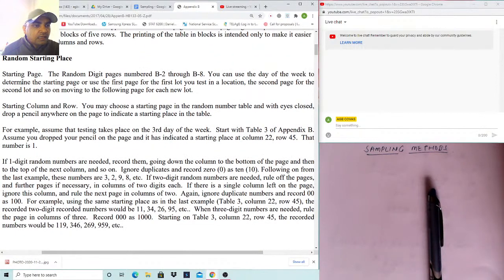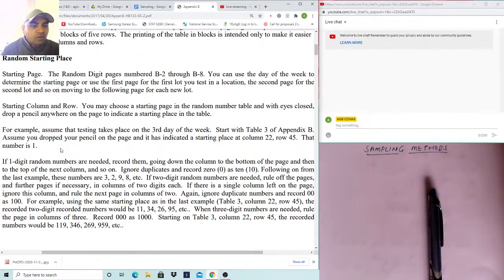In the starting page, the random digits pages are numbered B2 to B8. You can use the day of the week to determine the starting page, or use the first page for the first lot of your testing location, then the second page for the second lot, and so on, moving to the following page for each new lot. Similarly, for the starting column and row, you may choose a starting page in the random number table with your eyes closed and simply drop a pencil anywhere on the page to indicate a starting place in the table.